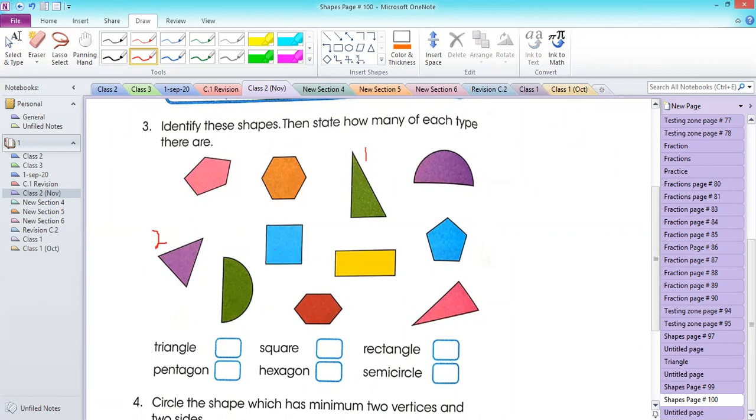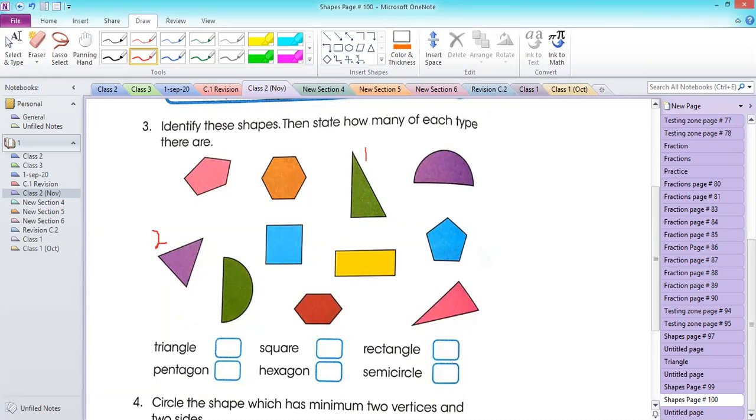Check this. 1, 2, 3, 4. There are 4 corners, 4 vertices. So it cannot be a triangle. Why can it not be a triangle? Because a triangle has 3 vertices. This has 5 vertices, so it cannot be a triangle. This one has 2 vertices. It cannot be a triangle.